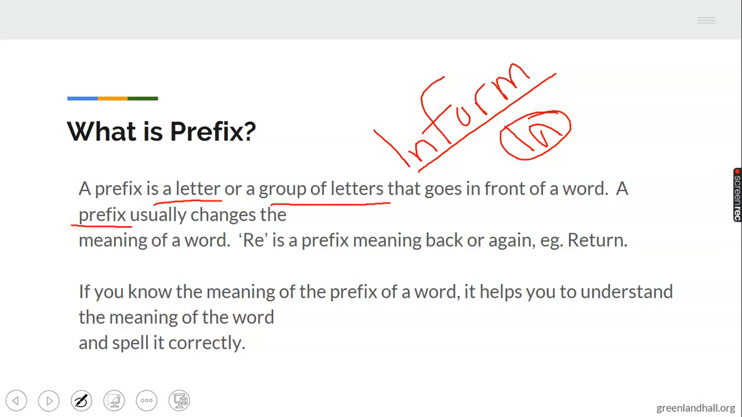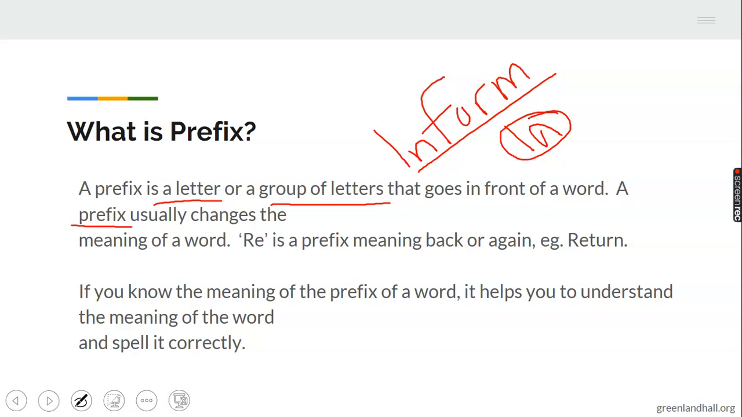We have re, which can be used too. Re is a prefix meaning back or again. So we can have replay, reply, something to bring back again, return. All those are prefixes and you will see more. So simply put, a prefix can be said to be a letter or group of letters that is added in front of another word to bring another meaning.